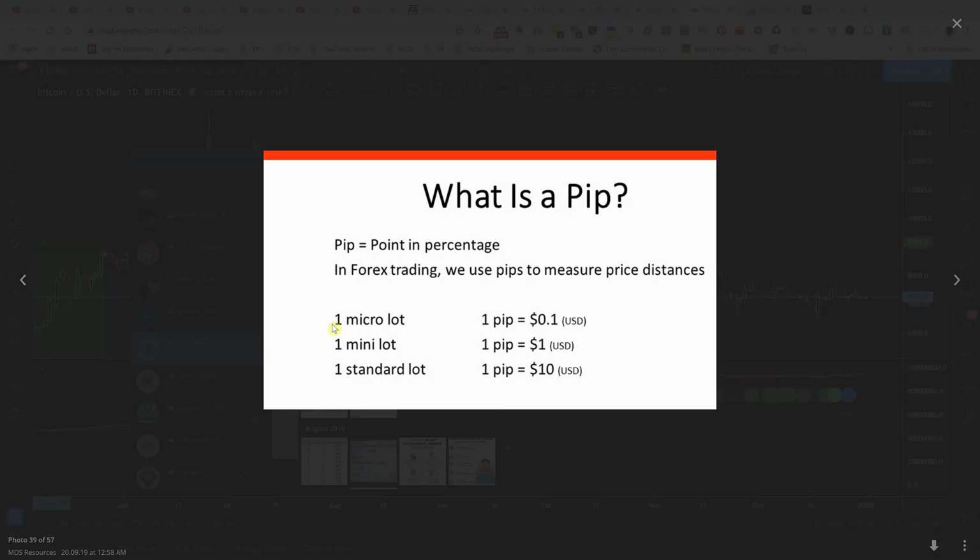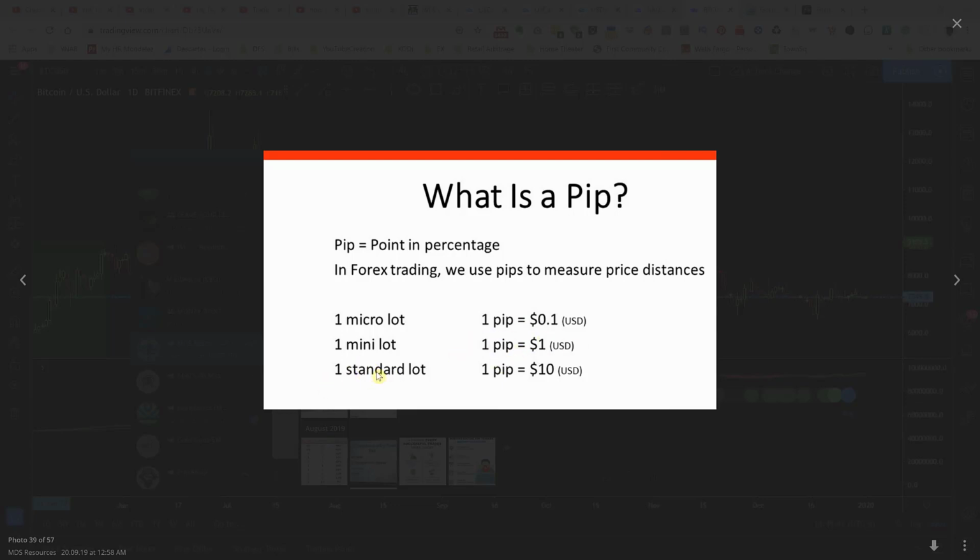So 1 micro lot is equivalent to a 0.01 lot size. So that's going to be similar to 10 cents per pip. Okay, a mini lot as an order is going to be a 0.10 lot size, which is equivalent to $1 per pip. So 1 pip would be equivalent to $1 US. Now this is if you're trading USD pairs. When we get further into the trading, if you're trading things like GBP pairs or Australian pairs, there may be a little variance there, but this is just to give you a basic understanding of how pips work.